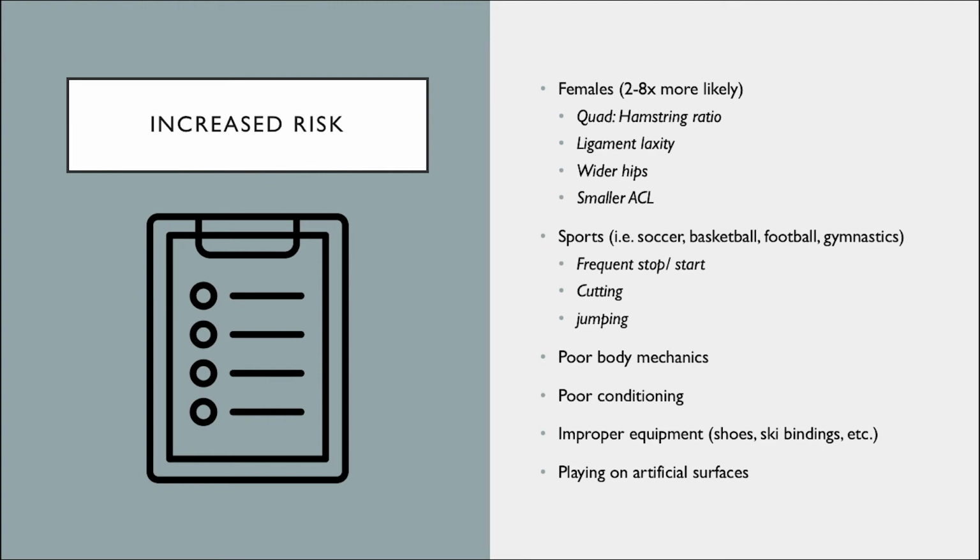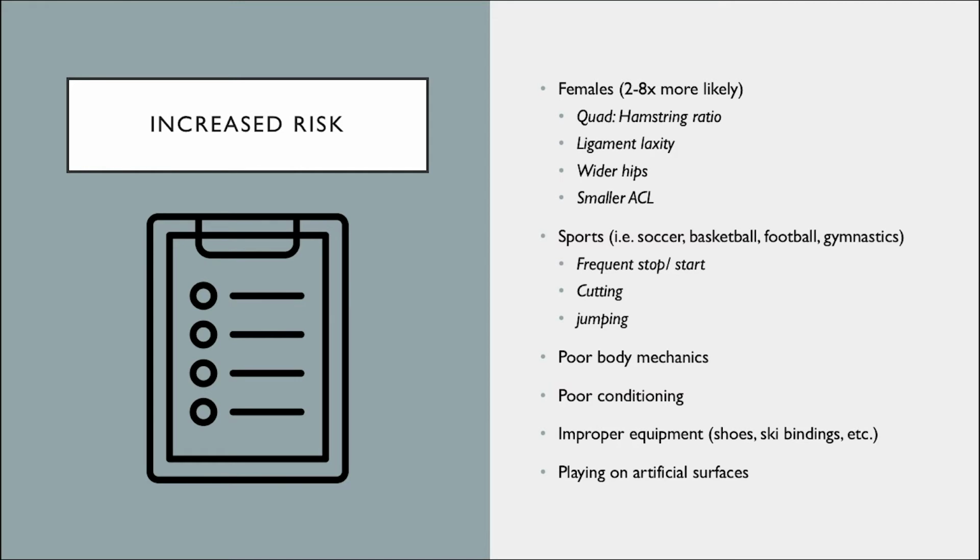So one of the big things we are discussing today is who is at an increased risk. It's very important to understand risk factors involved in these injuries so that we can control whatever we can. Females are 2 to 8 times more likely to sustain an ACL tear. A couple reasons for this are the quad to hamstring ratio for one.